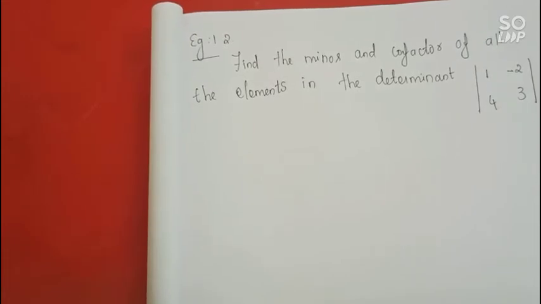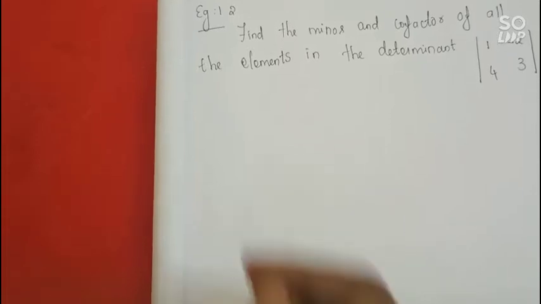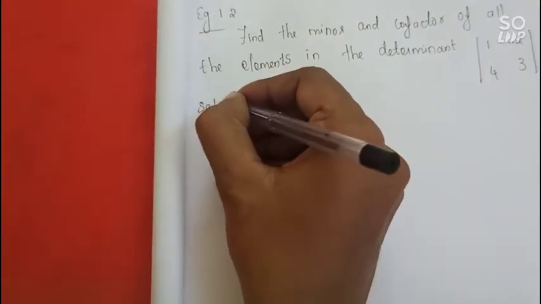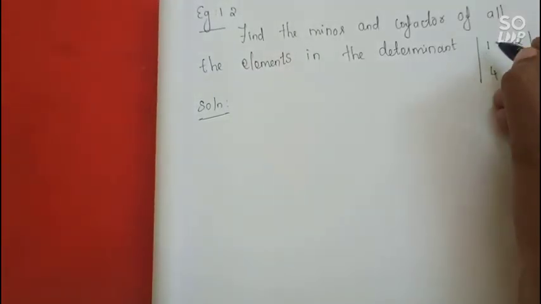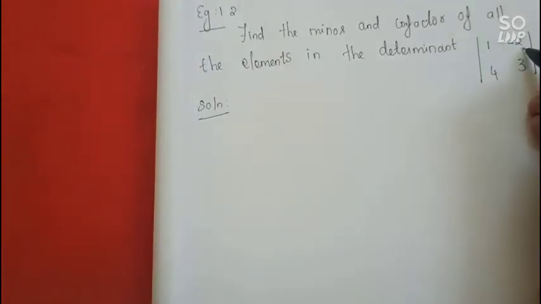If they simply say evaluate by using one determinant symbol, it means just find the determinant value, that's all. But if they ask to find the minor and cofactor separately, we need to do that. How will we find the minor and cofactor? Listen here. First we need to find the minor of 1, minor of -2, minor of 4, minor of 3, separately. Whether there are 4 or 6 or 8 elements, for each and every element we need to find it.